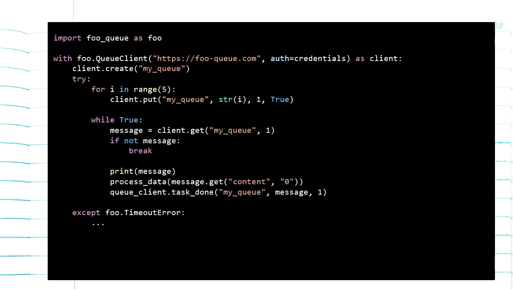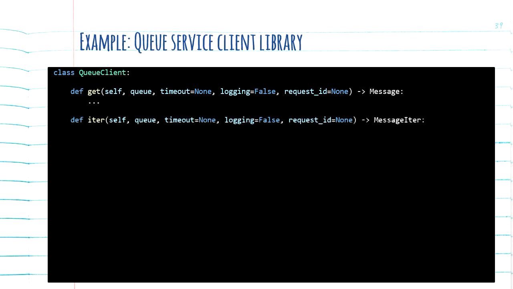So let's take a look at our user code again. And you'll see here we have this giant while true loop in the middle, just to clear the messages out of the queue. So this looks like a good candidate for creating an iterable interface. So we have our queue client. We have our get operation to get a type message response. Let's create a new operation called iter. And this is going to return a different object, which is a message iterator.